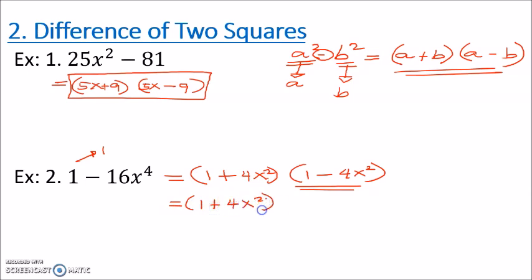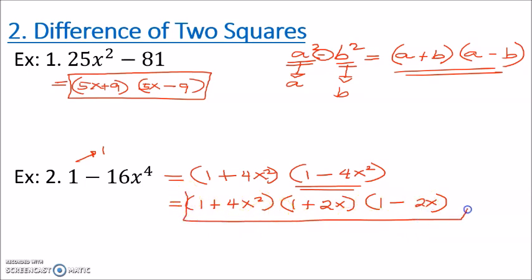And then, we continue the other factor. So, ito naman, still difference of two squares. So, dalawang factor pa rin yan. Square root ng 1 ay 1, plus ang isa, and then 1 minus dito. Square root ng 4x squared, we have square root ng 4 ay 2, x squared ay x. So, 2x din yan. So, ito na ang factored form niya.